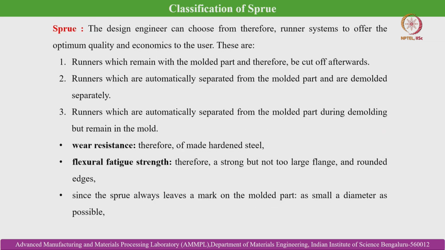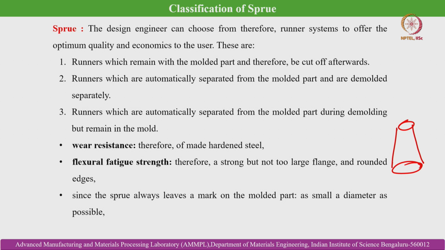Now the sprue. The sprue is the part which takes the melt from the injection nozzle and then distributes it into the component geometry. It releases the melt into the runner systems, and in cases where it is a sprue based gating system, it directly releases it to the component cavity. Therefore, to offer optimum quality and economics to the user, the sprue design has to be effective.